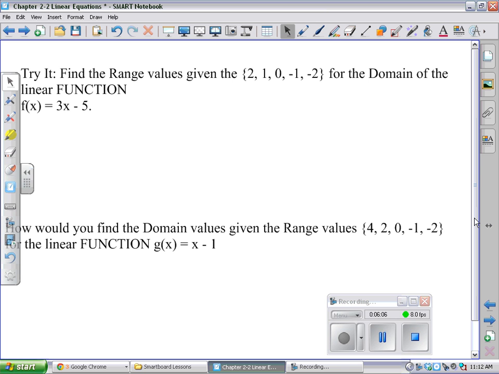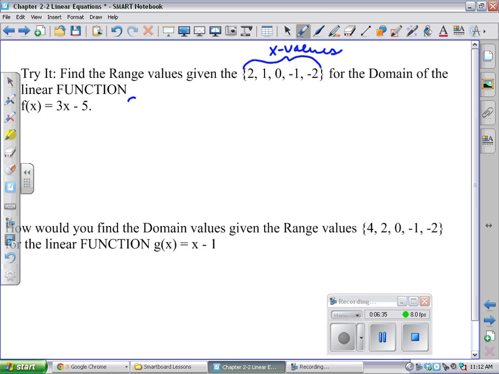So for this one, find the range values given 2, 1, 0, negative 1, and negative 2 for the domain of the linear function. So again, remember your domain represents your x values. So we're going to plug those in here.